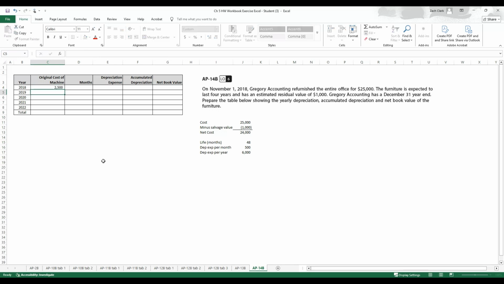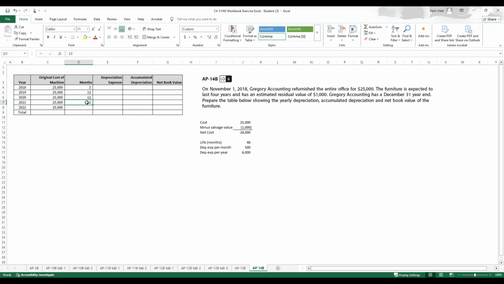Okay, so same thing. The original cost of the machine is $25,000. So be careful not to grab the net cost. We do want the original, the actual amount paid. I included a column here to list out how many months are applicable to each year between the time of purchase and December 31st, which is the year end. And so since we bought this on November 1st, we're just going to have November and December in 2018 of it actually in service. Before November, we didn't have the thing. So just November and December, just 2 months.